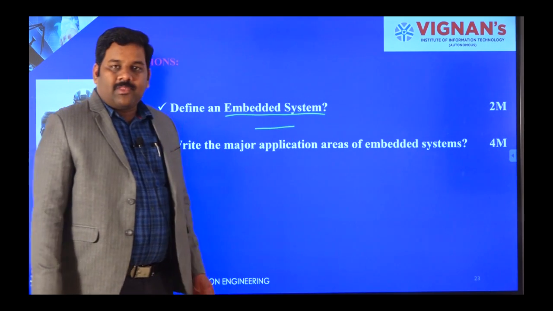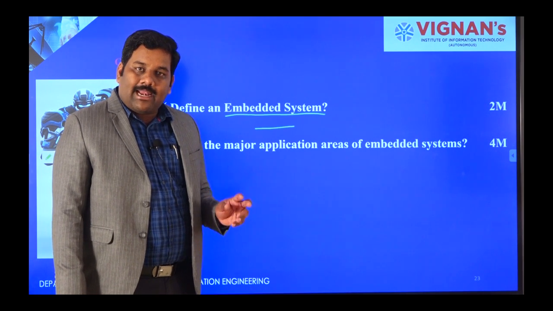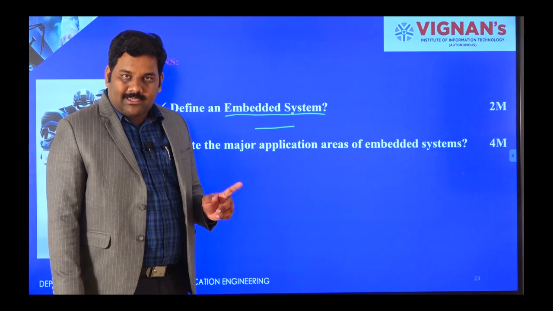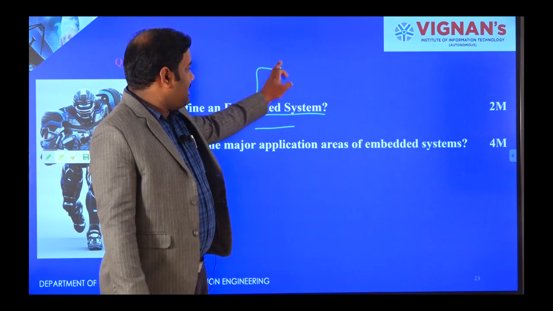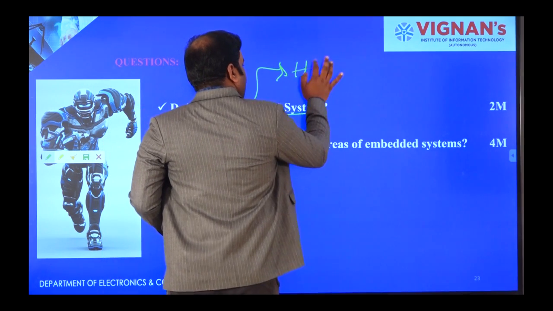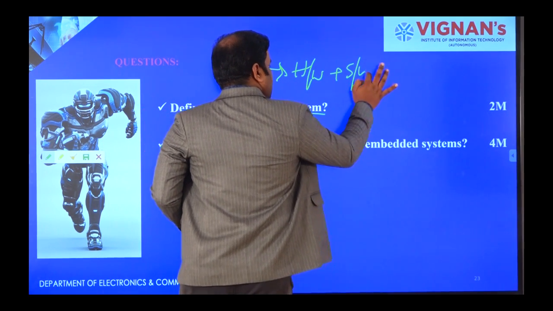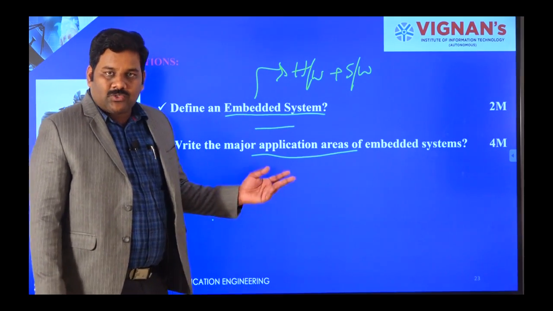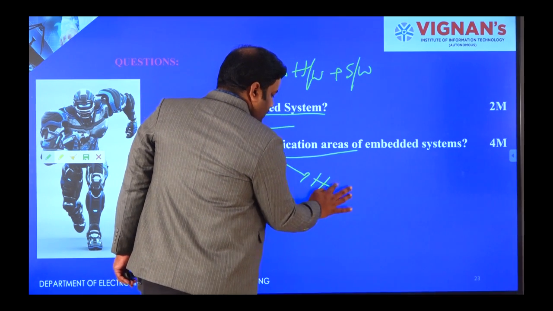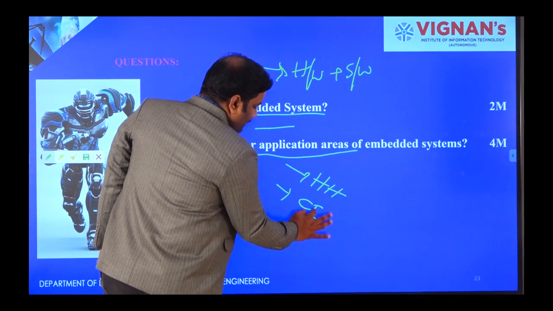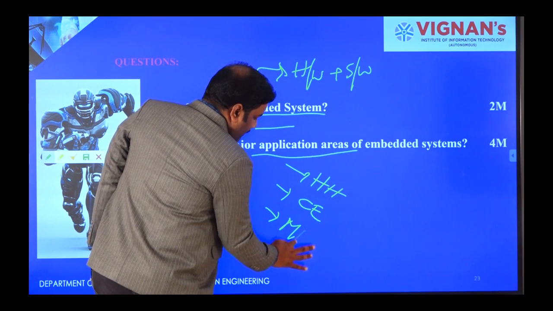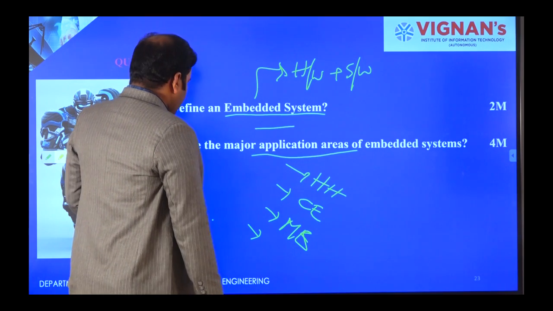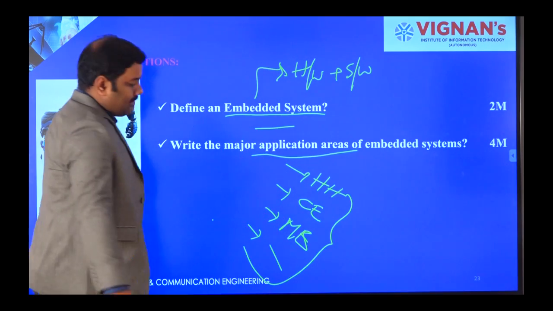Define an embedded system: it is an electronic and electromechanical system which is implemented to execute one specific task. At the same time, this embedded system has hardware plus software, both. Next one is major application areas: household applications, consumer electronics, medical equipment, which you already learned.